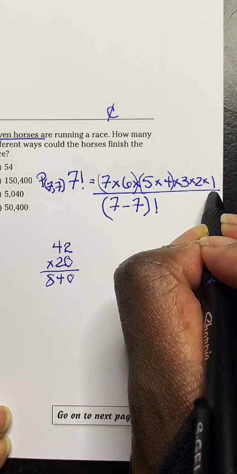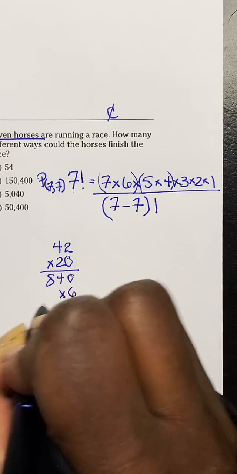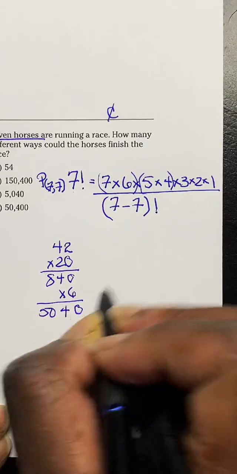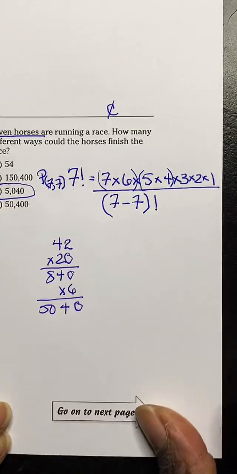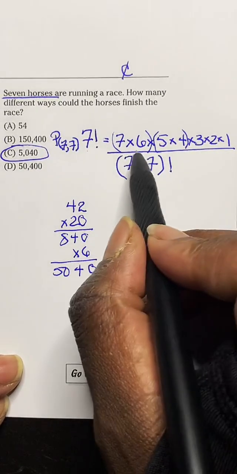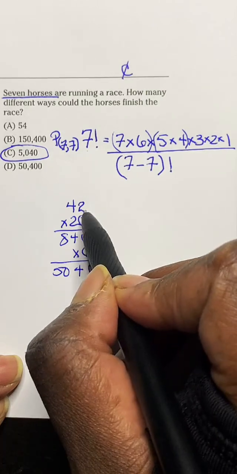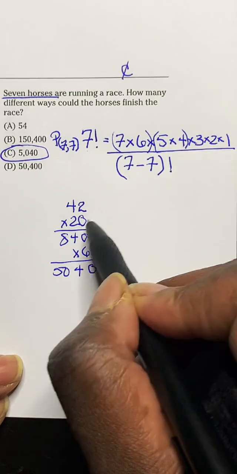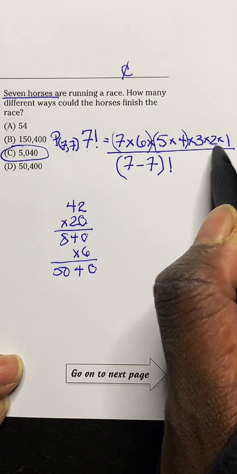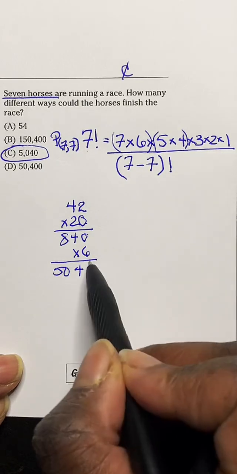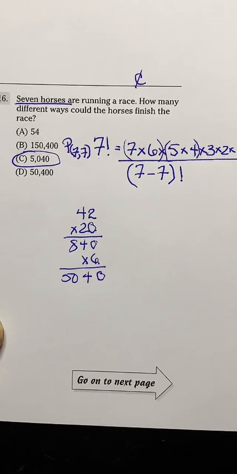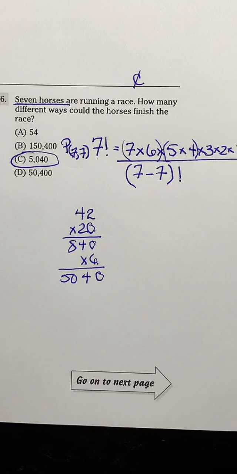Then we multiply the last bit, which is by 6. Notice I do it in sections. So if I didn't have a calculator and I got some crazy number like this, that means 7 times 6, 42, we can do that. 5 times 4 gives me 20. That's easy enough to multiply. Then I take the last bit, 3 times 2 times 1, that will give me 6. That's why I just multiplied that last part by 6. Okay, so if I have to do it by hand, that's how you would do it.